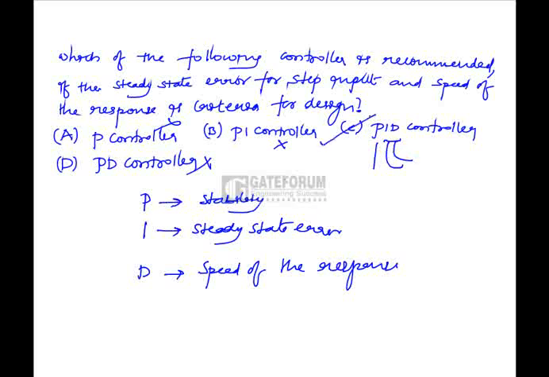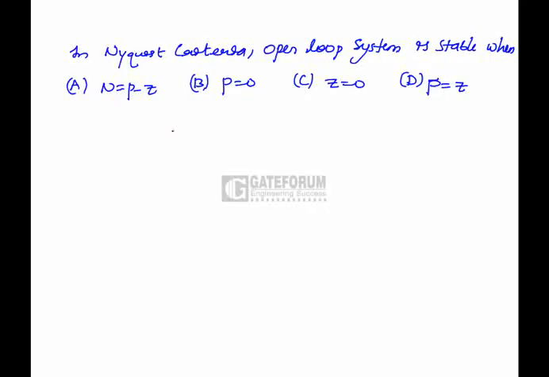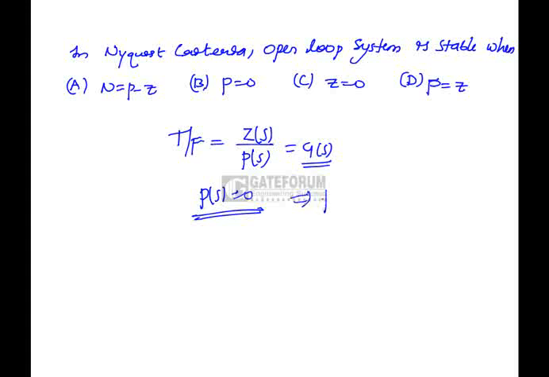Okay, so option C is correct for this question. Open loop system. Let us take the transfer function of open loop as zeros by poles, which is equal to G of S. Now, G of S has zeros Z of S and poles P of S. Open loop is stable only when P of S is equal to 0, that is, poles should be equal to 0.